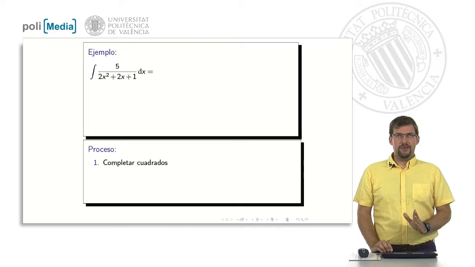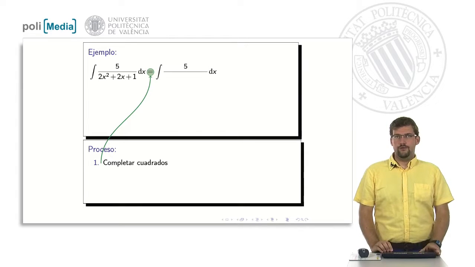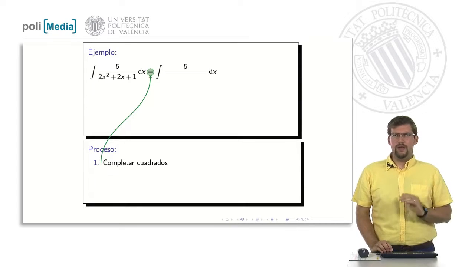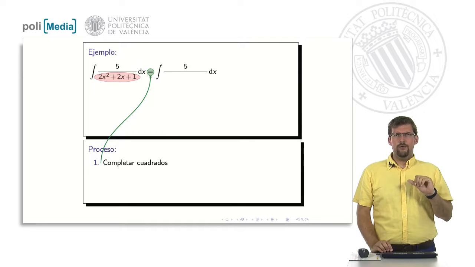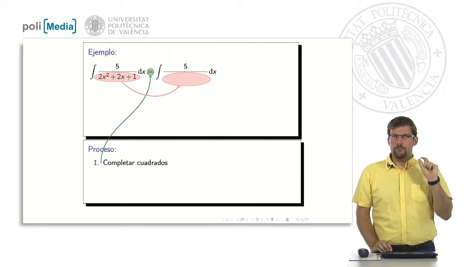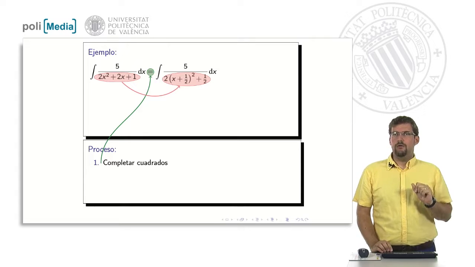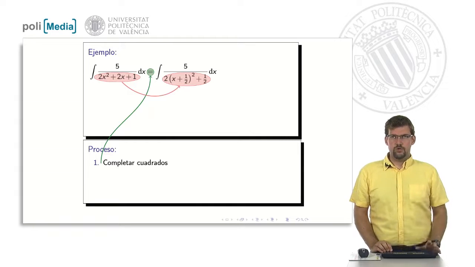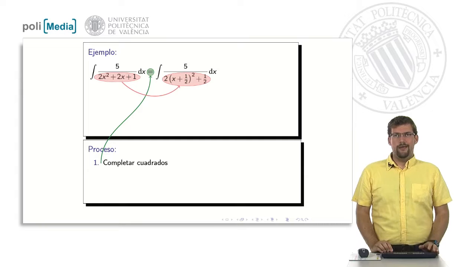The first step is completing squares in the denominator. We write the integral as is, and we leave the denominator, and all we do is take the polynomial of degree 2 and apply the square completion. I do want to believe now that whoever is watching the video knows how to execute this phase without problems, so let's continue on to the next one.